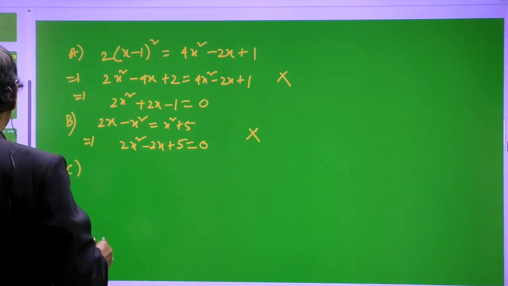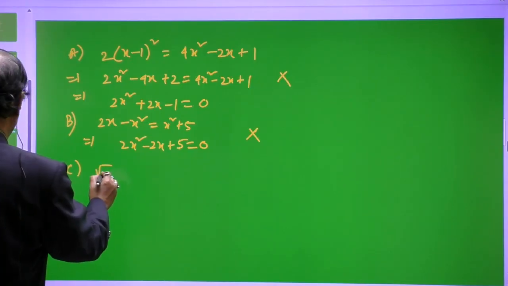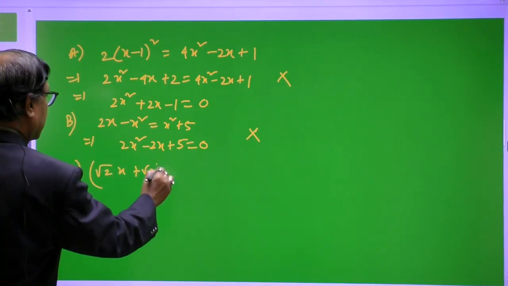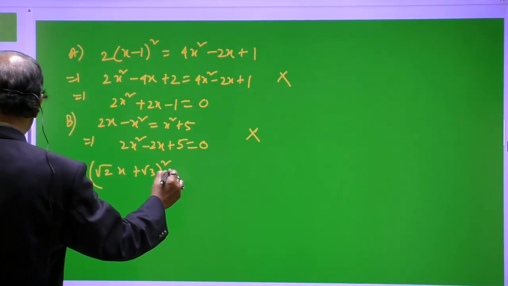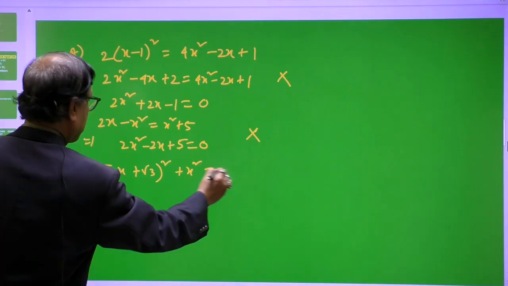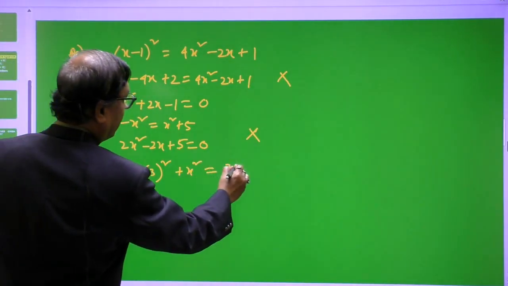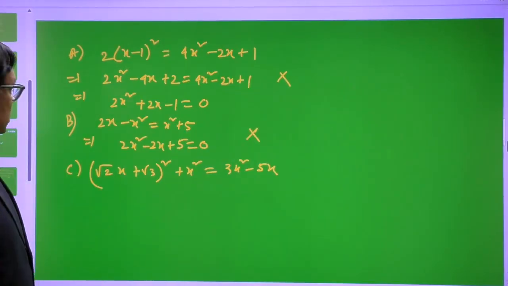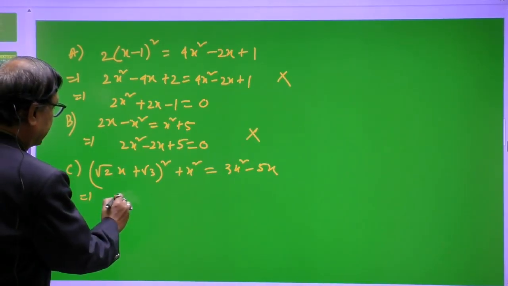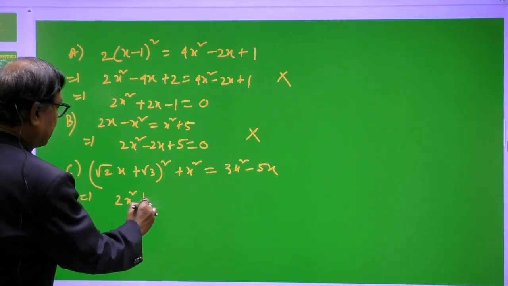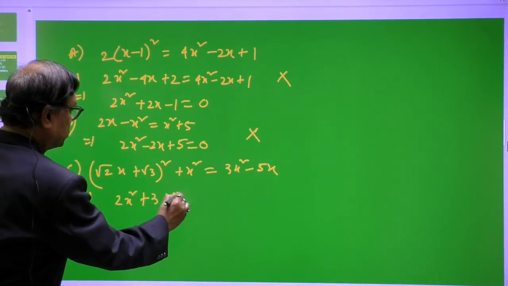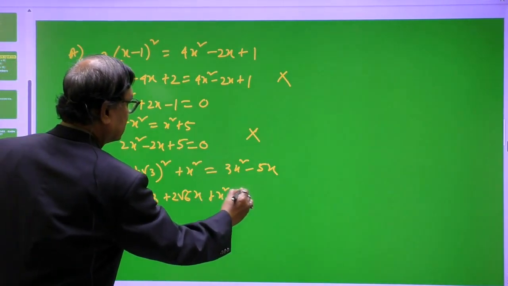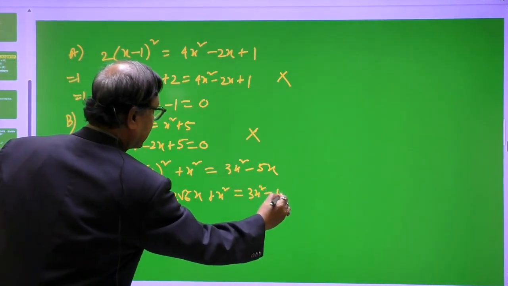Now take option C, root 2x plus root 3 whole square plus x square equals 3x square minus 5x. If we simplify it, we are getting 2x square plus 3 plus 2 root 6x plus x square equals 3x square minus 5x.